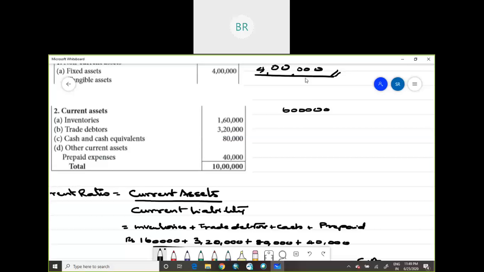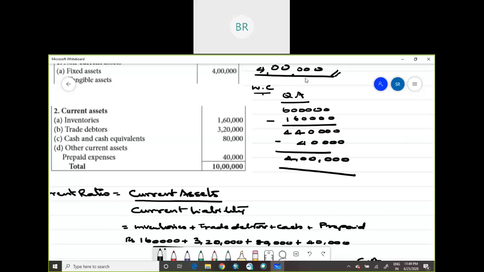Now you already know your current asset is how much? 6 lakhs. You're going to calculate quick assets, and all this is your working column. So under quick assets, minus inventory, that is how much? 1,60,000. So that comes to 4,40,000. Minus again, see if you have any prepaid. Yes, you have 40,000 prepaid, right? So that comes to 4 lakhs. So your quick asset is 4 lakhs.